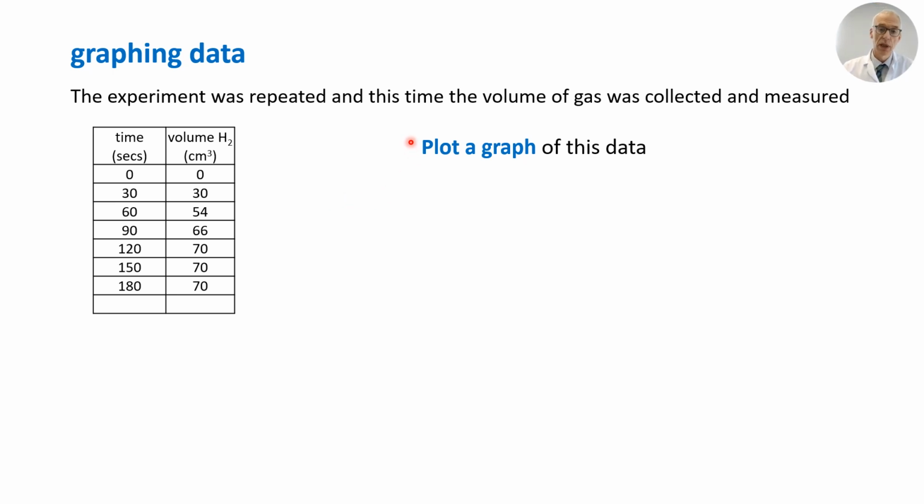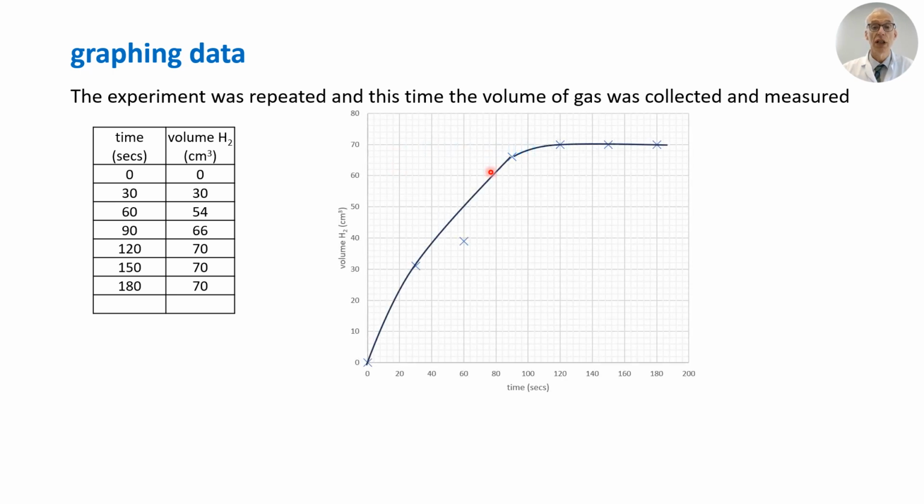Pause. On graph paper, plot a graph. Come back to check and correct when you are ready. Okay, so the plot looks something like this. The volume of hydrogen gas depended on the time, and therefore the y-axis is the volume of gas and the x-axis is time.